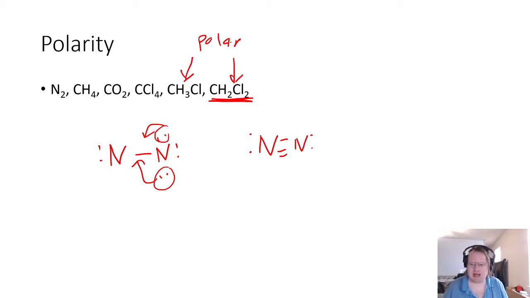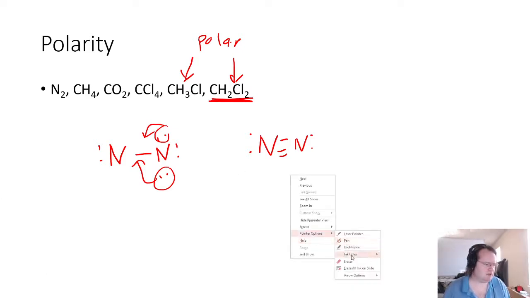If you have two identical atoms, or multiple identical atoms, all the same atom, and they have equal electronegativities, that means there are no polar bonds at all. You can't have a polar molecule without at least one polar bond. So that gets through that one.